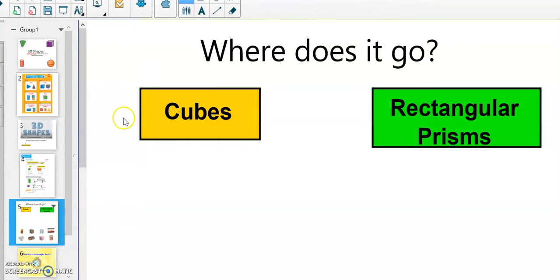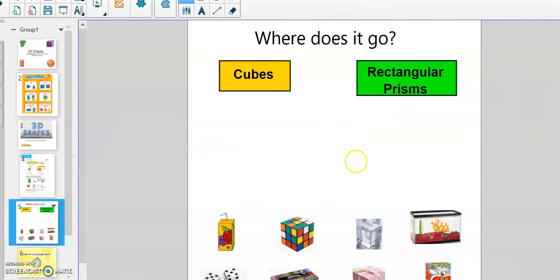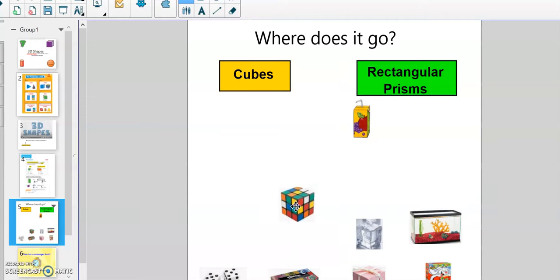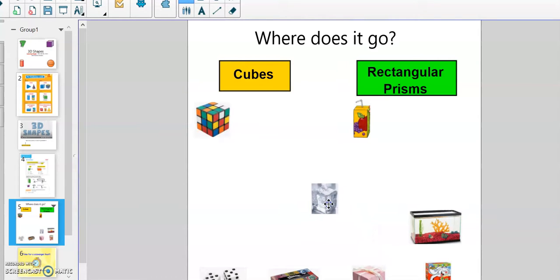Our next page, we're going to do a sort. We're going to sort these. So is this a cube or a rectangular prism? This juice box is a rectangular prism. Is this puzzle game a cube or a rectangular prism? This is a cube. Now, this kind of gives us the answer in the name. This is an ice cube. Is an ice cube a rectangular prism? No, an ice cube is a cube.